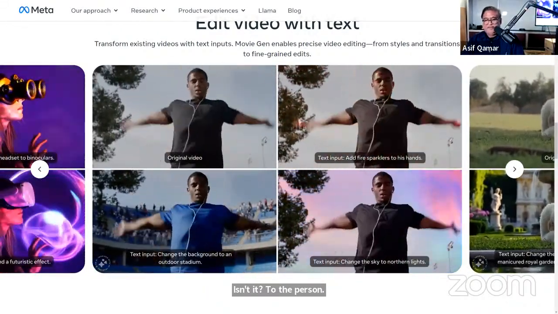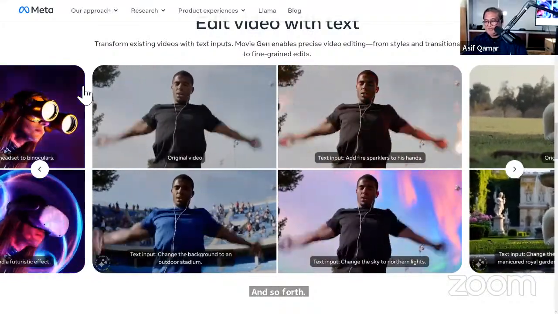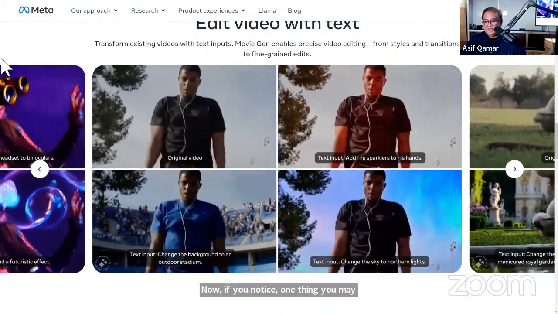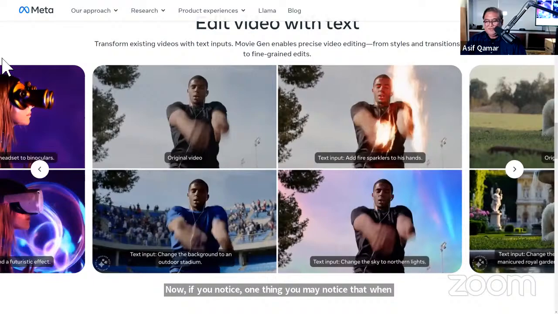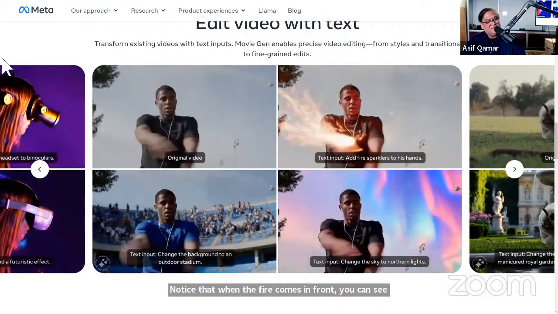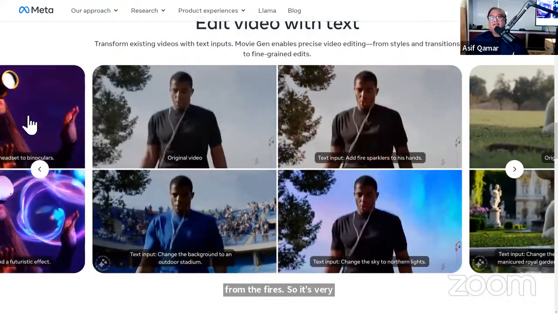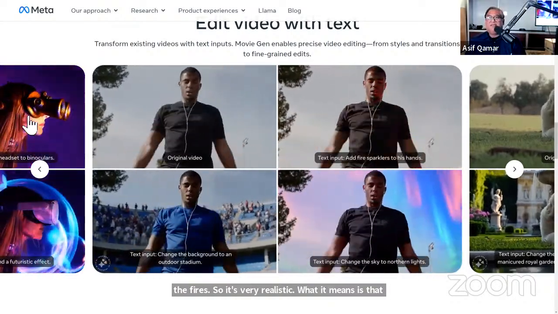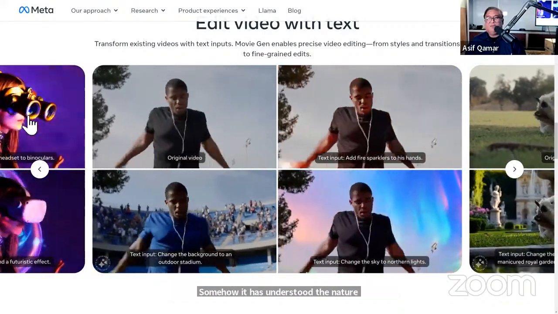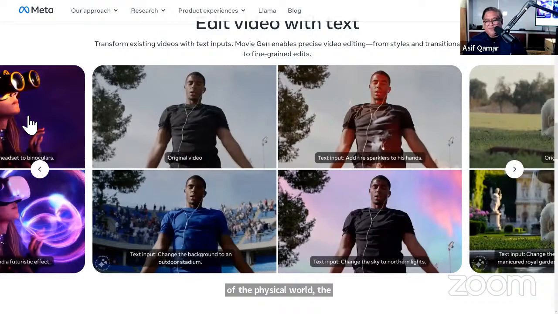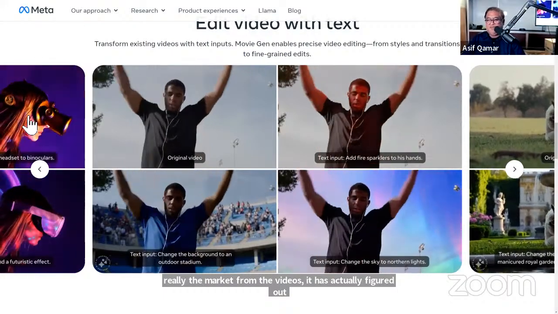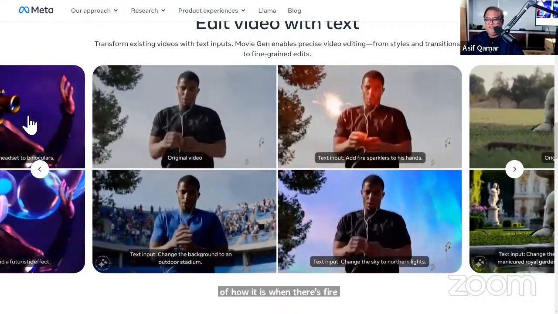Another one is like this. This is where you are changing the background in different ways. Now, one thing you may notice is that when you add fire sparkles to his hand, when the fire comes in front, you can see illumination on his arms from the fire. So it's very realistic. What it means is that whatever the model has understood, somehow it has understood the nature of the physical world, the physics of the physical world. It's very remarkable, right? From the videos, it has actually figured out how it is when there's fire, that you will see it illuminating things around it.